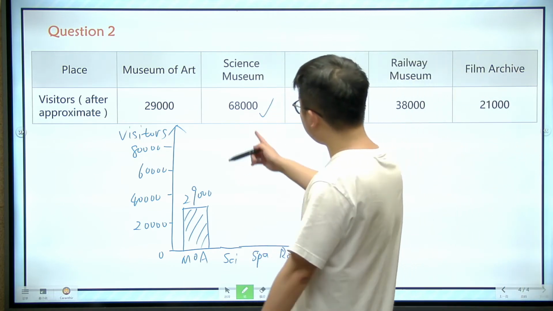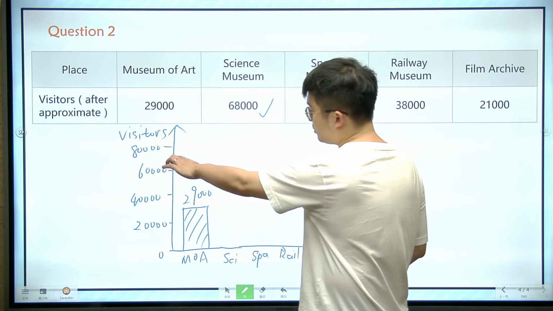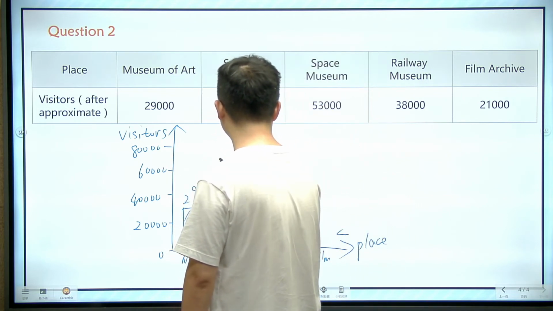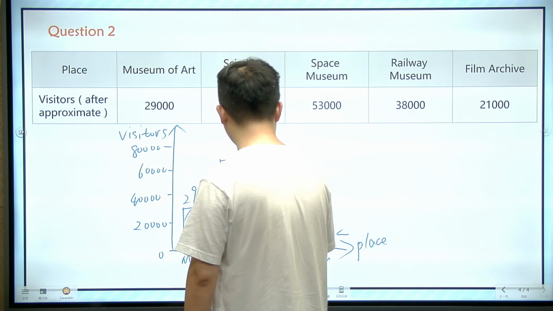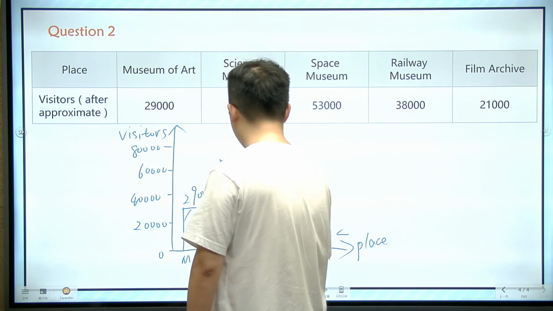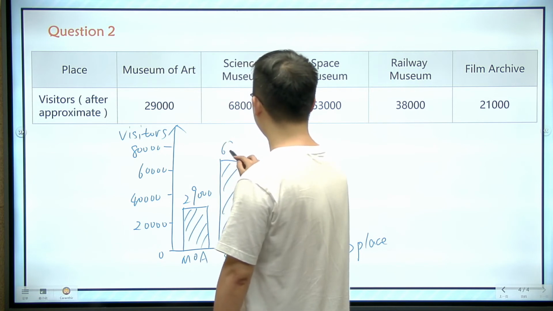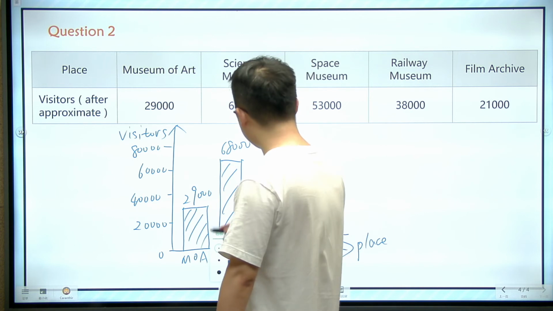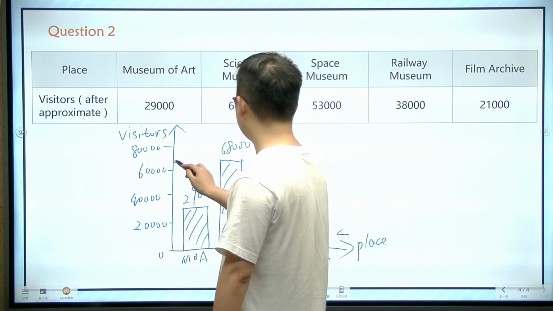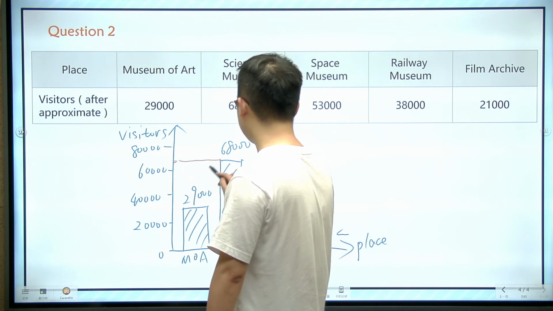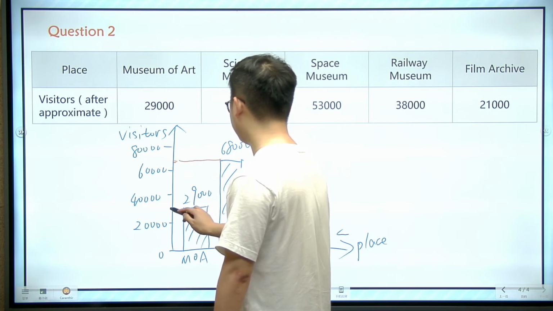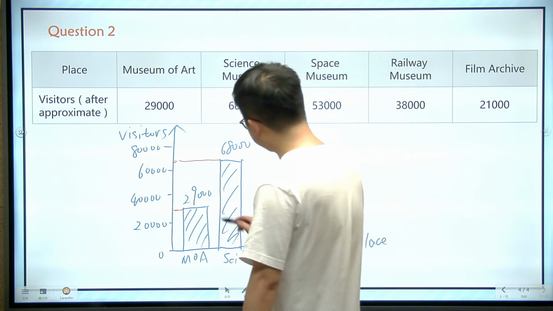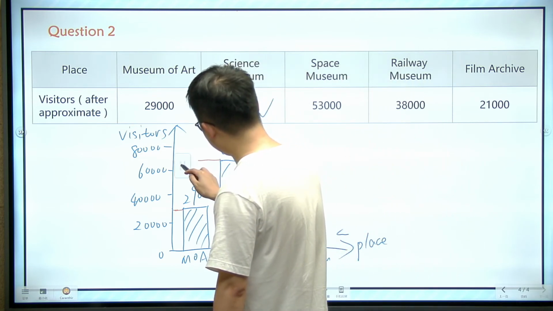And for the second one, it goes high enough. It's almost 70. So we draw something a little bit high here, and write down the number. And make no mistake, the height of this bar must be able to represent the number. Let's draw maybe a little bit better here.